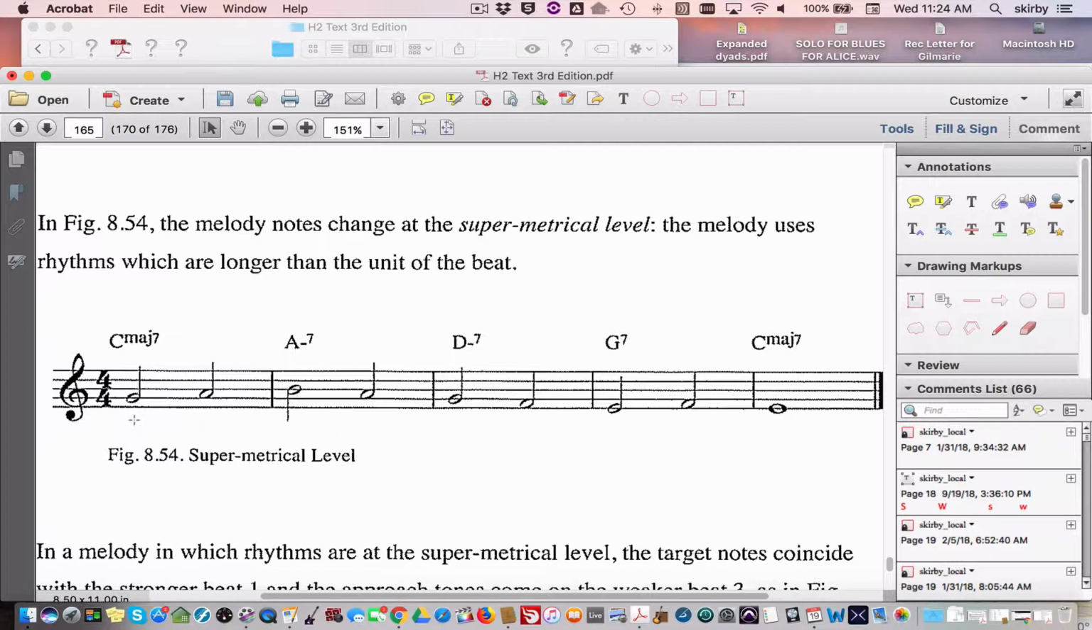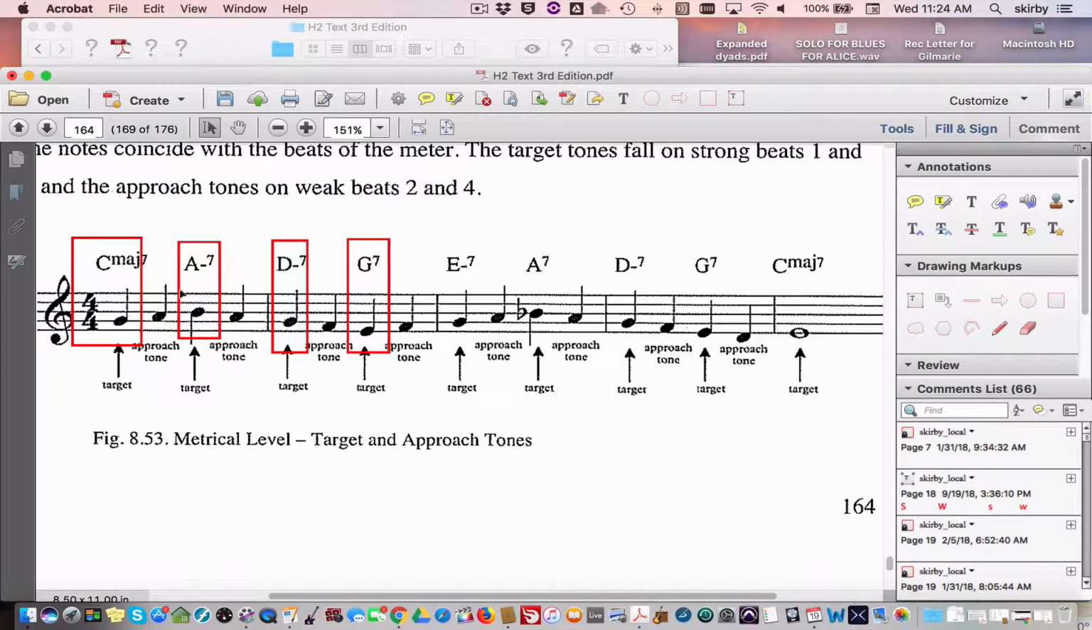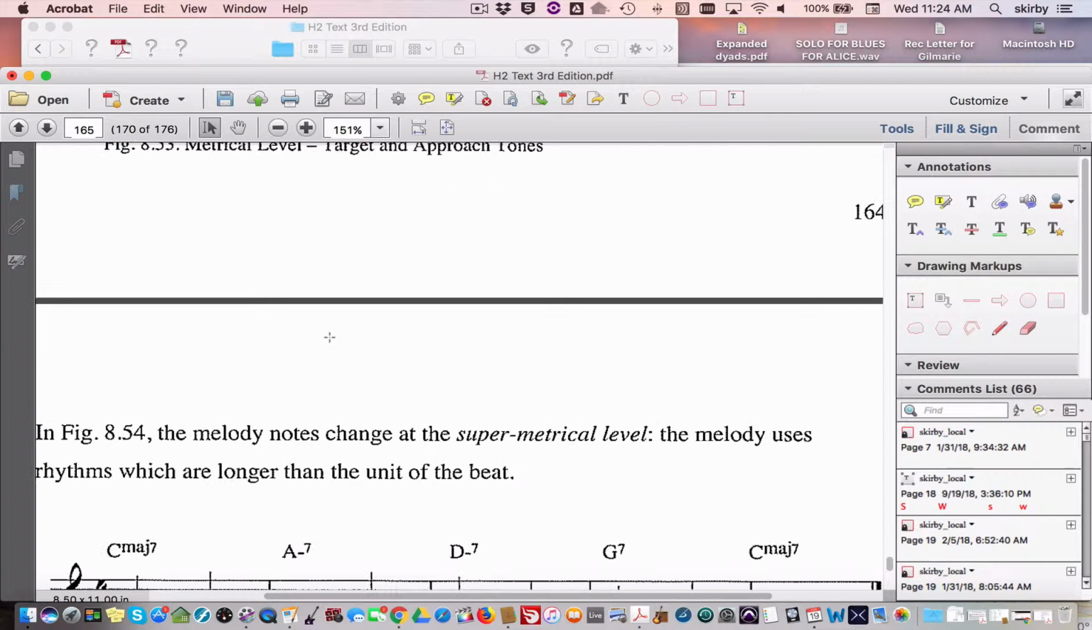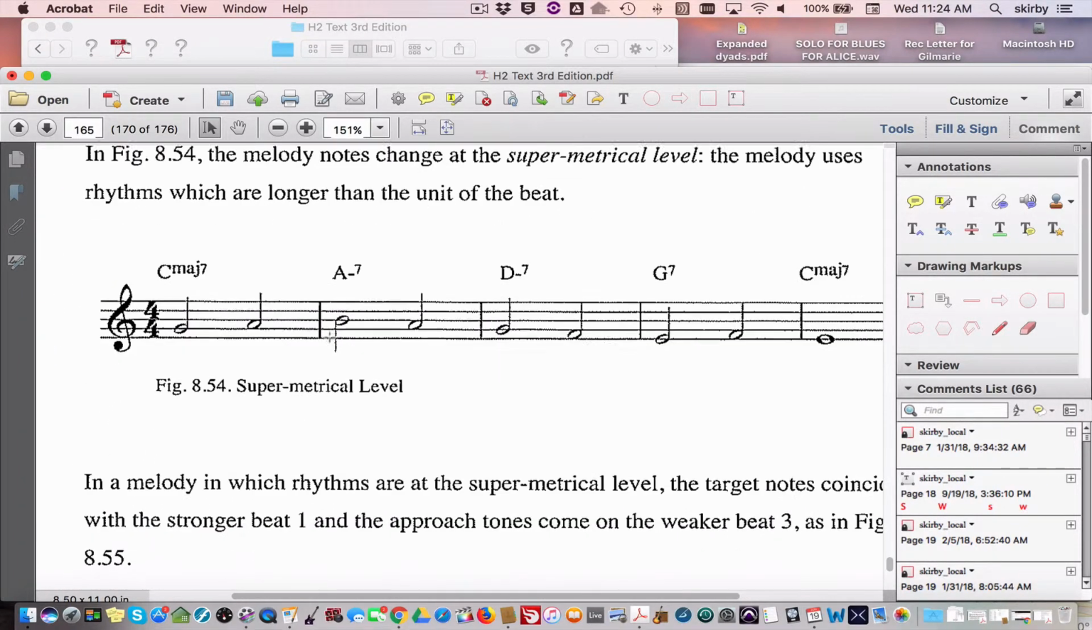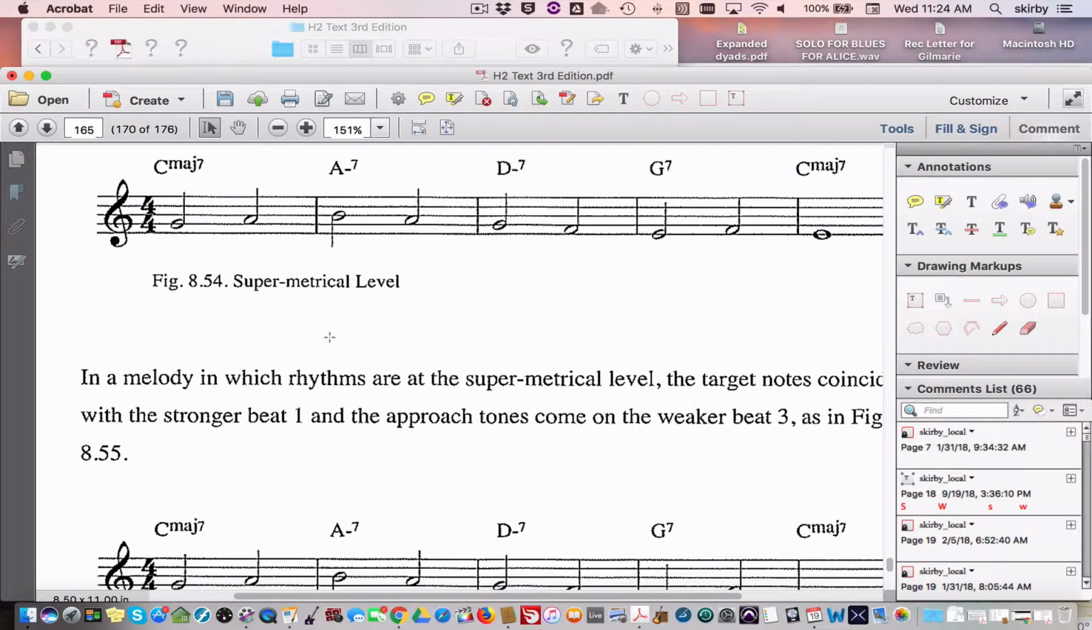So this is a target. This is now a passing tone. This is a target. This is now a passing tone. So basically what has happened is this melody has been extended, been lengthened, and the analysis has to adapt to that, because melody harmony relationships definitely depend on the duration of the notes in relation to the meter. That's the key point here.